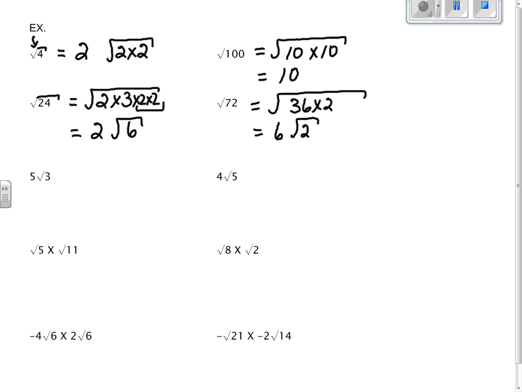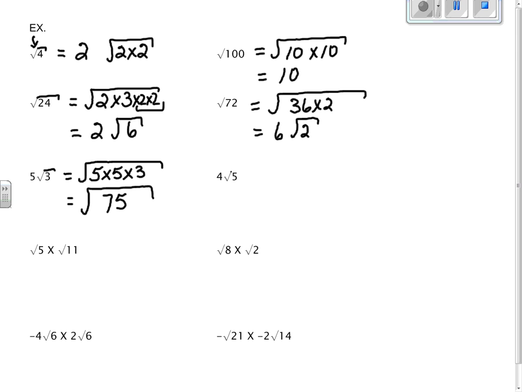5 root 3. If I wanted to write it conversely as an entire radical, to put the 5 under the root sign, I would need 2 of them. In other words, I replaced a 5 with the root of 25, which we know to be true, times 3, because we already had a 3 under the root. As an entire radical, we would write that as root 75.